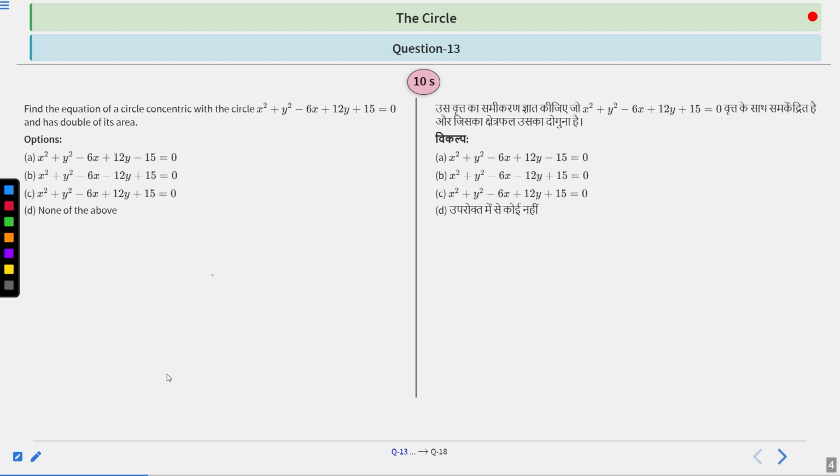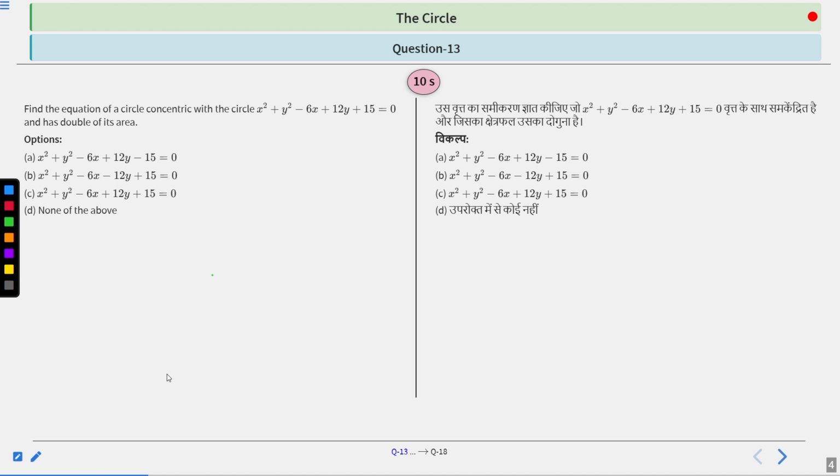So let's start with question number 13. Question number 13 says, find the equation of a circle concentric with the circle x square plus y square minus 6x plus 12y plus 15 equal to 0 and has double of its area. Right. So the hint of this question is, first what we have to do.